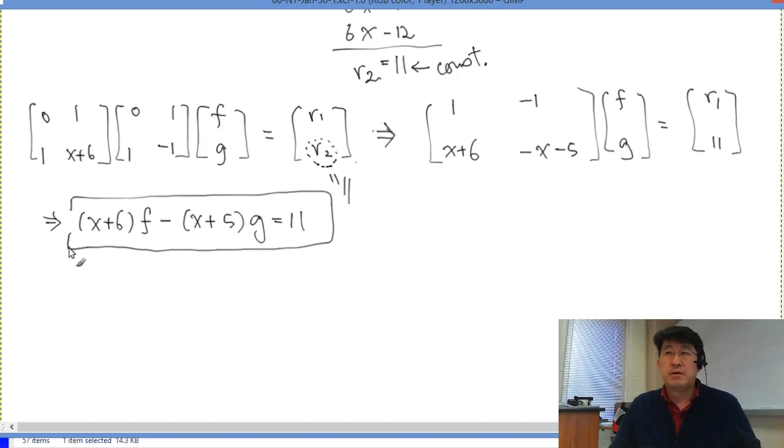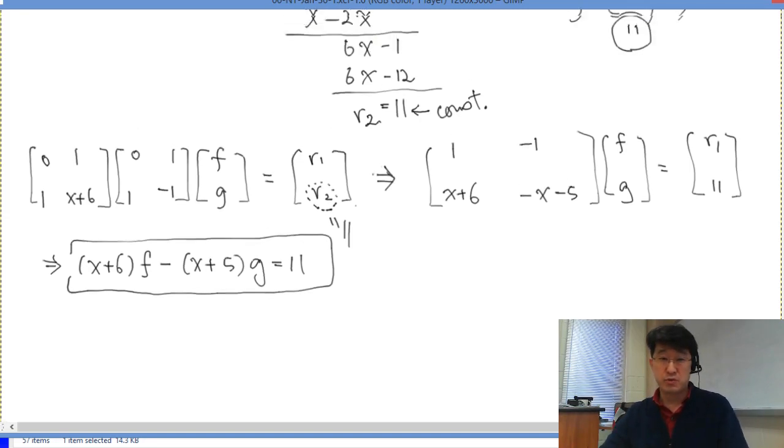Was that all right? Yeah. x plus 6 multiplied to f of degree 2, x plus 5 multiplied to g of degree 2. If you subtract that, all the x's cancel and give you the constant 11. Fair enough?